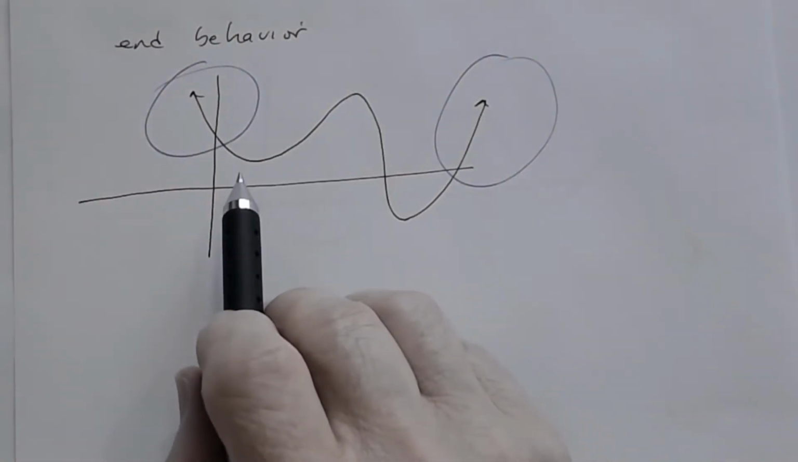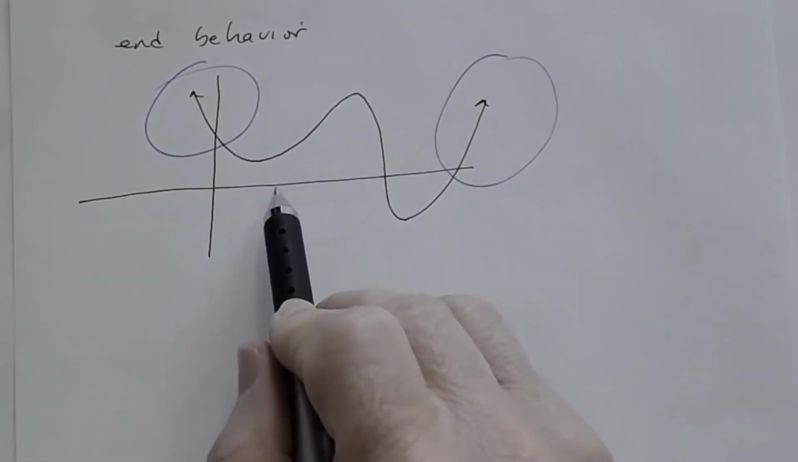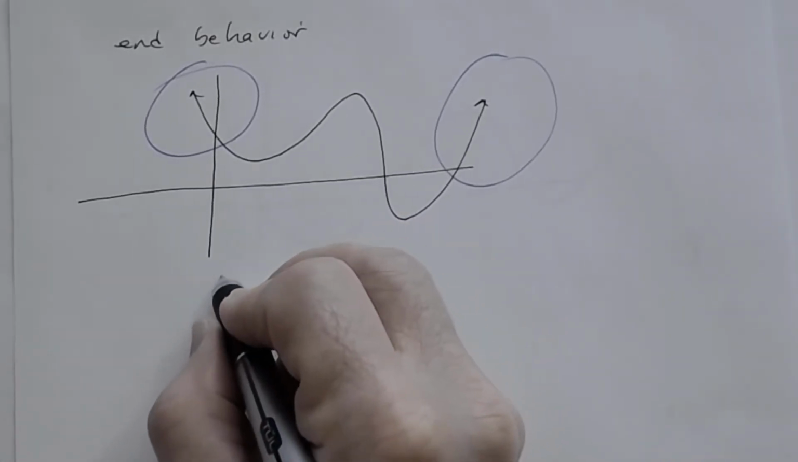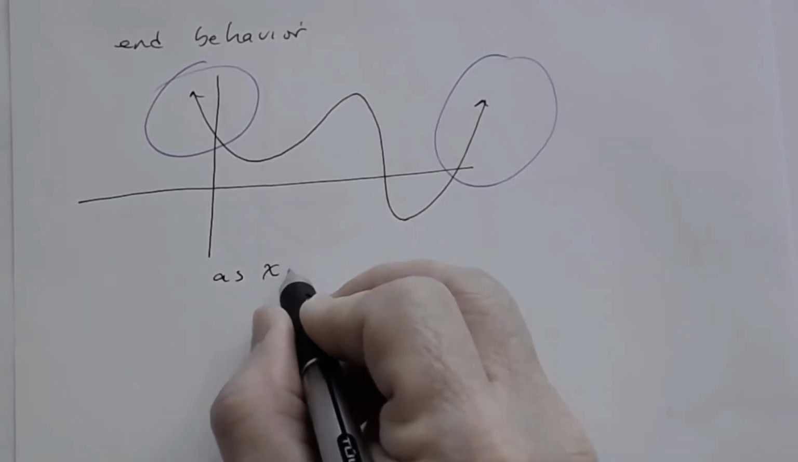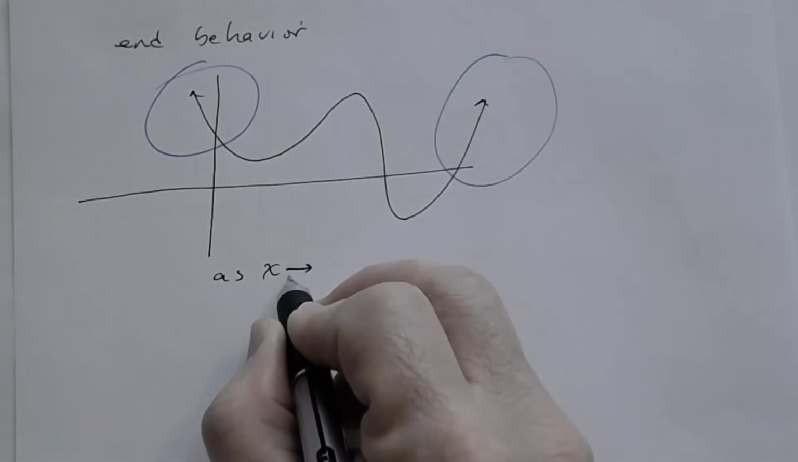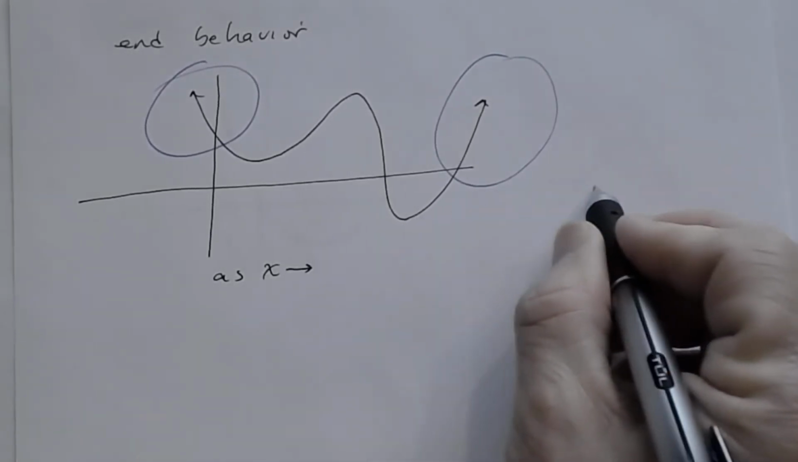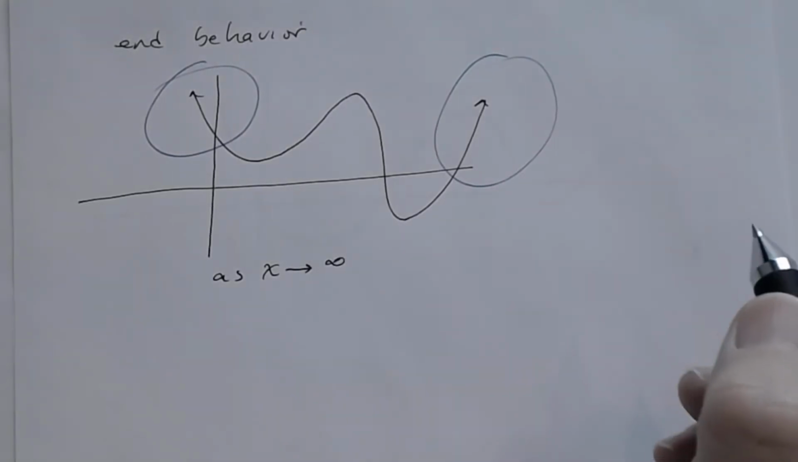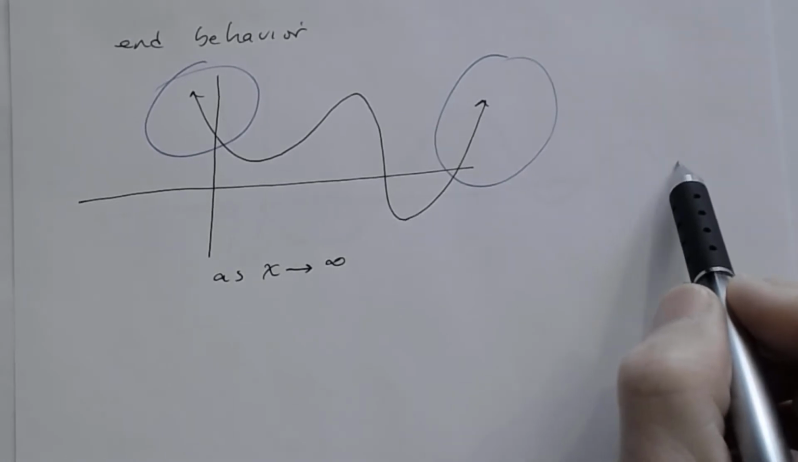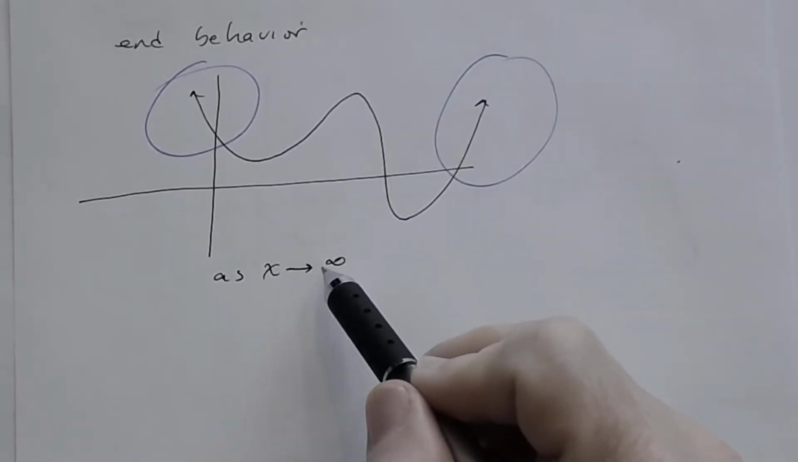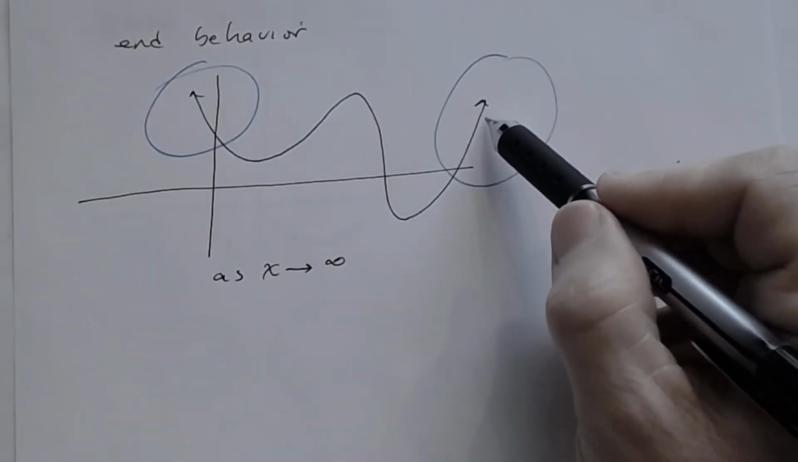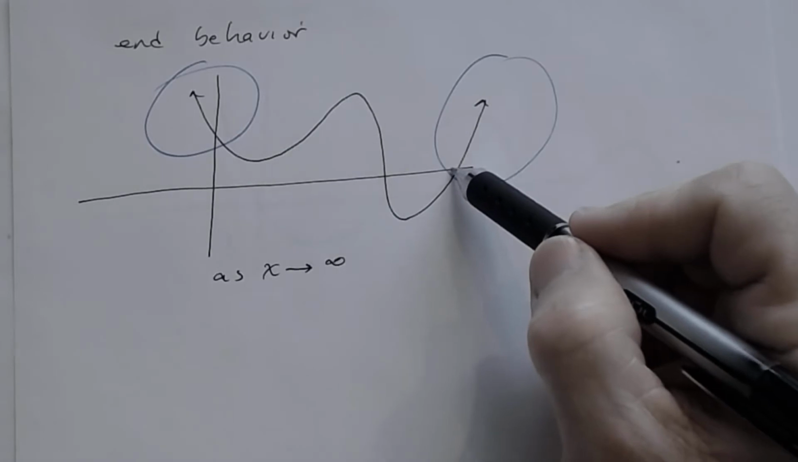Remember, your domain is all real numbers. So as x goes, this arrow means goes or approaches, positive infinity, meaning as x gets bigger and bigger and bigger, that's what that means. So as x approaches positive infinity, what are those y values doing? That's the question. Look at your y values.